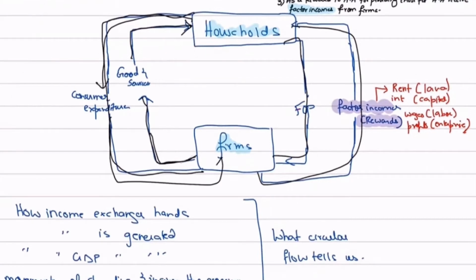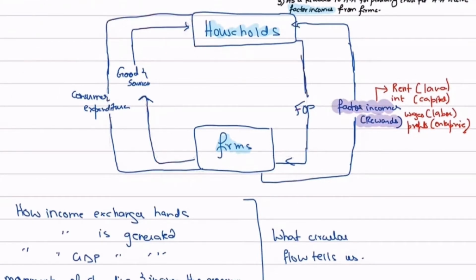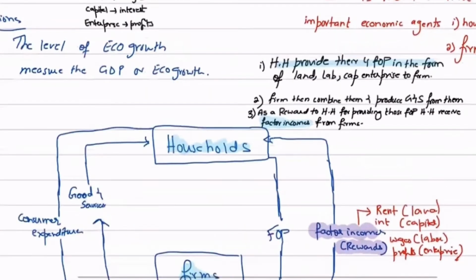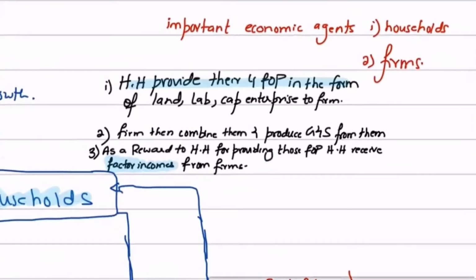So I've also written that down. I've written everything that I've explained here. I've written that households are basically providing the four factors of production to the firms, and then firms combine them and produce goods and services from those factors of production. And then as a reward to the households for providing those factors of production, households receive factor income from the firm. So households will get that factor income from the firms as a reward.